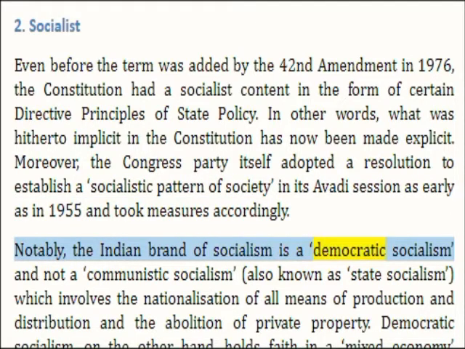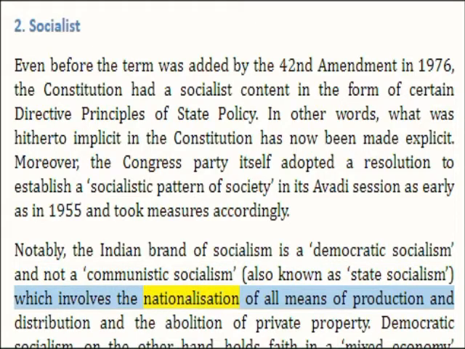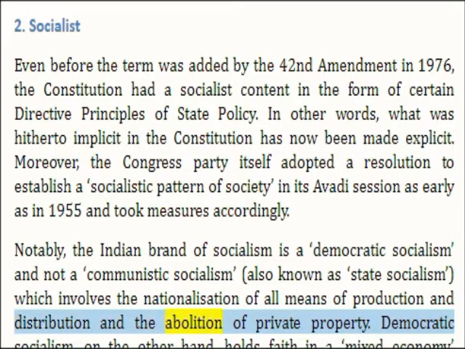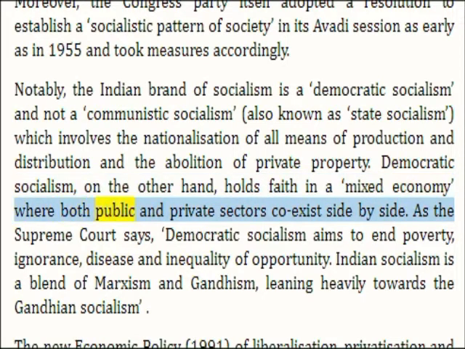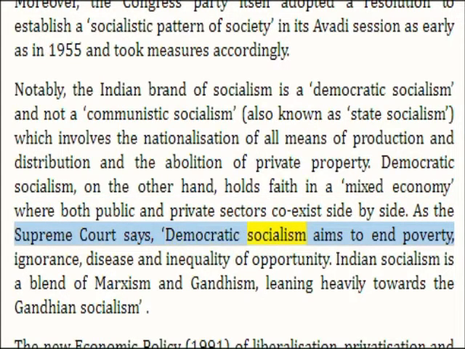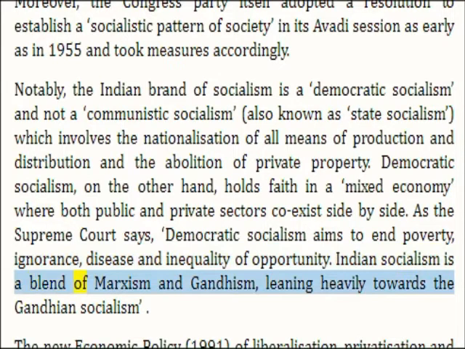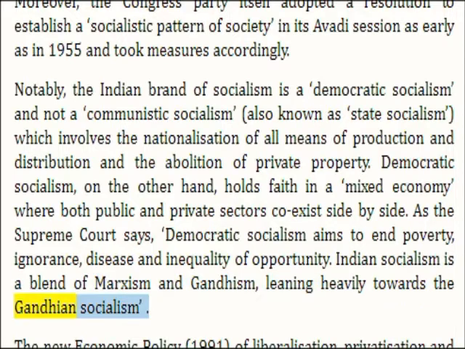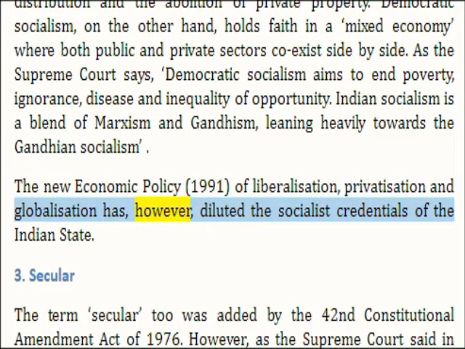Notably, the Indian brand of socialism is a democratic socialism and not a communistic socialism, also known as state socialism, which involves the nationalization of all means of production and distribution and the abolition of private property. Democratic socialism, on the other hand, holds faith in a mixed economy where both public and private sectors coexist side by side. As the Supreme Court says, democratic socialism aims to end poverty, ignorance, disease, and inequality of opportunity. Indian socialism is a blend of Marxism and Gandhism, leaning heavily towards Gandhian socialism. The new economic policy of 1991, of liberalization, privatization and globalization, has, however, diluted the socialist credentials of the Indian state.